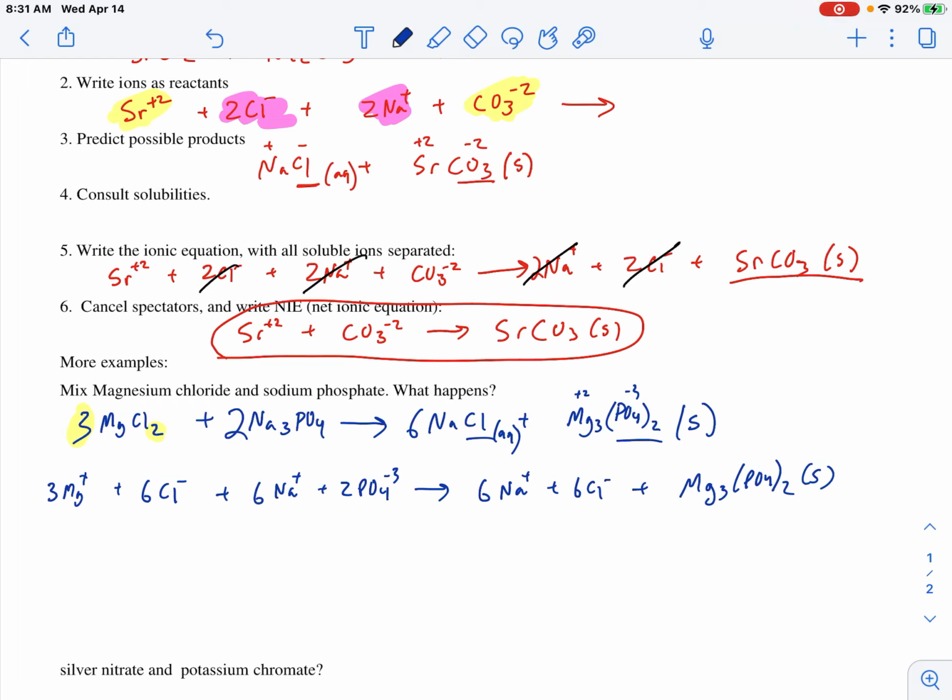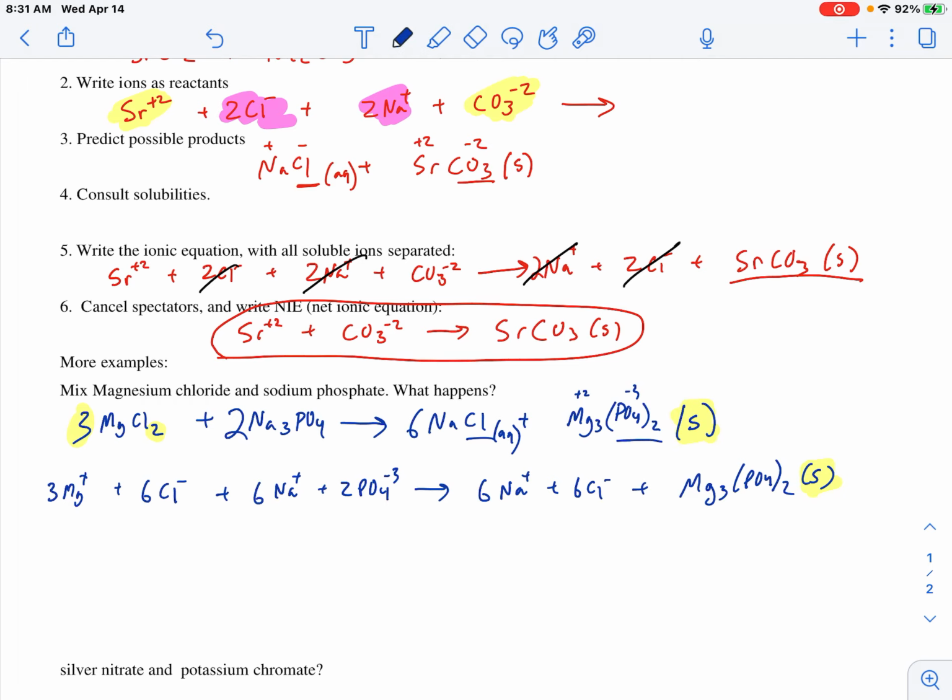Notice that I'm not writing AQ after every single ion. If you're writing a formula of an ion with a charge, then writing AQ is assumed. It's not necessary. So that's to save a lot of writing. I didn't write AQ after everything. But you always have to write the solid, liquid, or gas states for the products. Like here, this solid here. The fact that this is a solid, that can't be ignored.